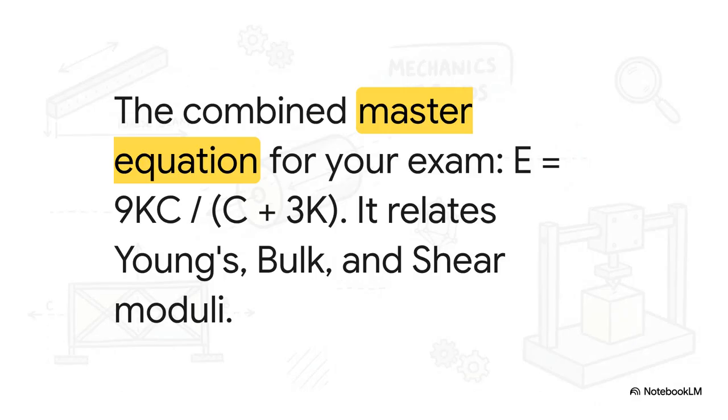And here is your master equation. E equals 9KC over the sum of C plus 3K. For your exam, you'll often be given two constants and asked to find the rest. This combined equation relates Young's, bulk, and shear moduli all together. If you memorize this, along with the individual relations like E equals 3K times 1 minus 2 mu, you're going to breeze right through the elastic constant numericals.